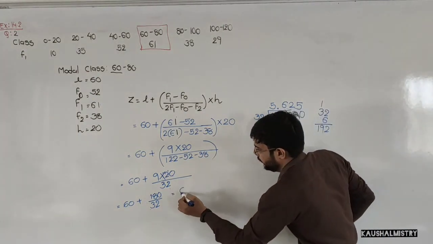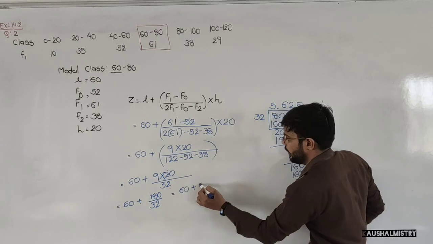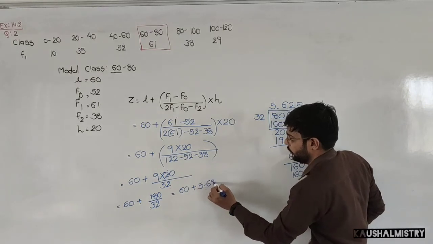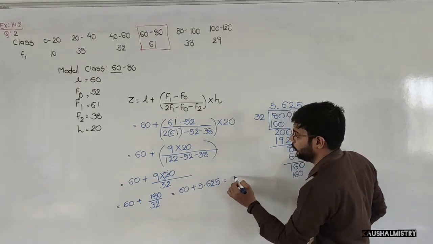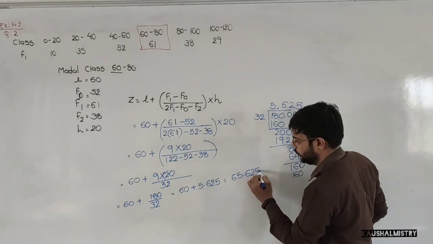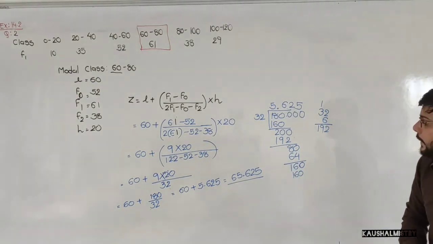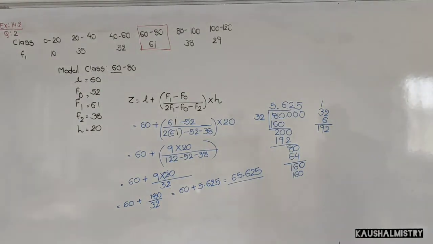So 60 plus 5.625. So the answer of the mode will be 65.625 will be the answer. So mode will be 65.625.